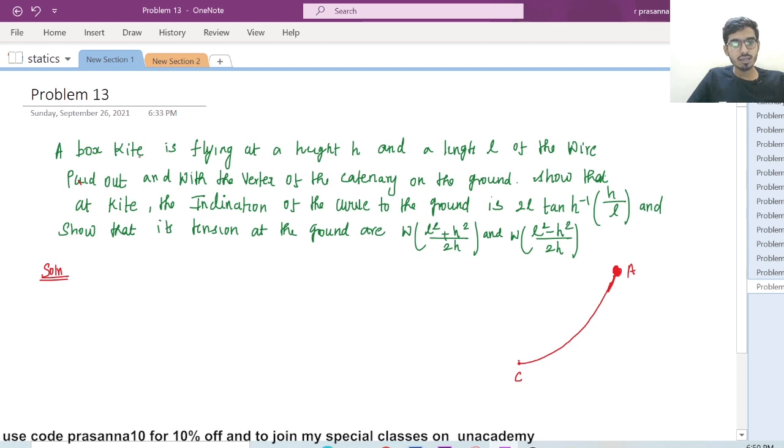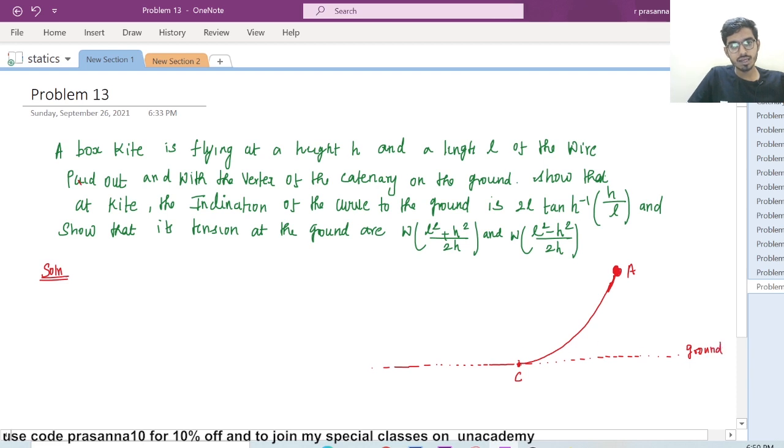Now a box kite is flying at a height h and a length L of the wire is paid out, with the vertex of the catenary on the ground. Usually we will extend this from C to this B, but here we are flying a kite from the ground level, so we have only this part. This is the vertex of the catenary. Let us say this is the ground level.